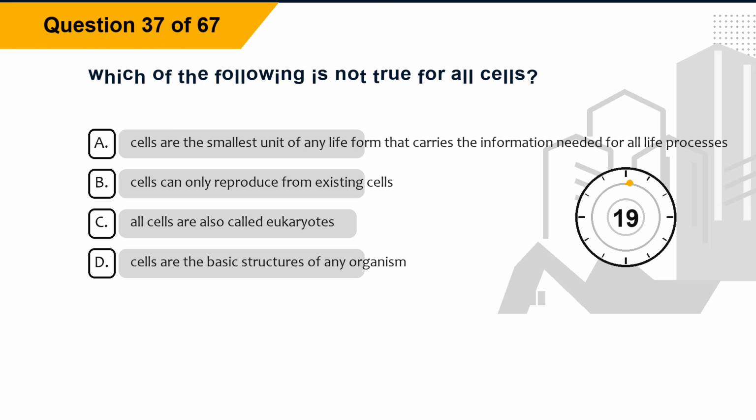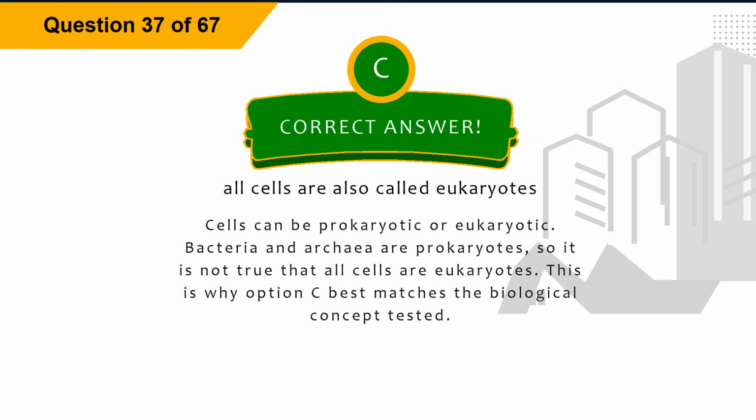Question 37. Which of the following is not true for all cells? Option A. Cells are the smallest unit of any life form that carries the information needed for all life processes. Option B. Cells can only reproduce from existing cells. Option C. All cells are also called eukaryotes. Option D. Cells are the basic structures of any organism. The correct answer is option C. All cells are also called eukaryotes.